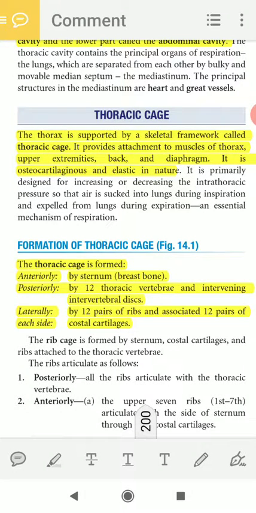Now, at first, formation of the thoracic cage: anteriorly there will be the sternum, posteriorly there will be 12 thoracic vertebrae and intervening intervertebral discs, and laterally 12 pairs of ribs and associated 12 pairs of costal cartilage. Now let's see what they are.